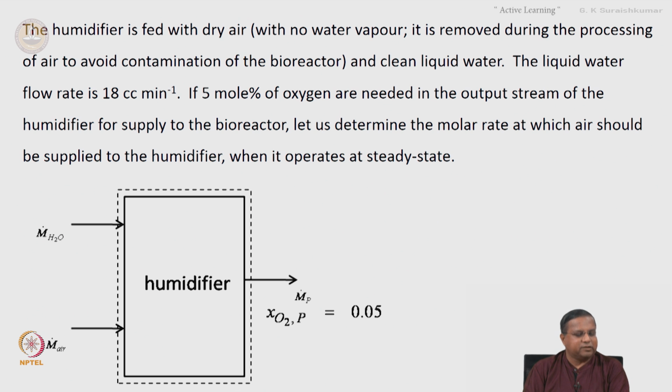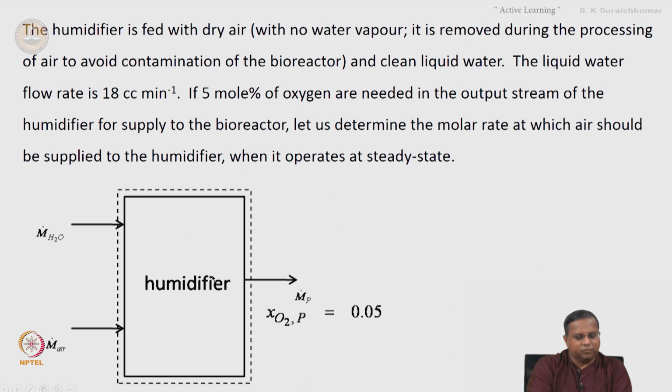The liquid water flow rate is 18 cm³ per minute. 5 mole % of oxygen is needed in the output stream of the humidifier for supply to the bioreactor. Let us determine the molar rate at which air should be supplied to the humidifier when it operates at steady state. A diagram is given here: the humidifier, the air flow, the water flow, the molar flow rate of water, the molar flow rate of air, and the product flow with its molar flow rate. The mole fraction of oxygen in the product has to be 0.05.